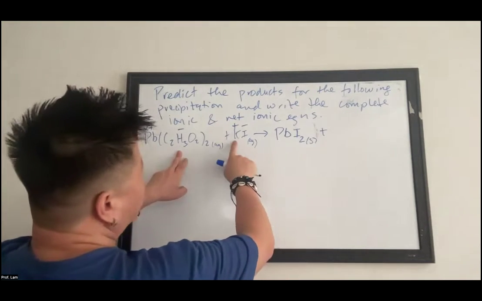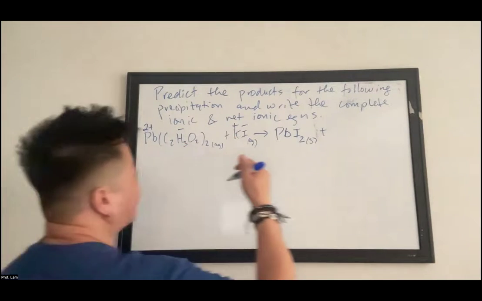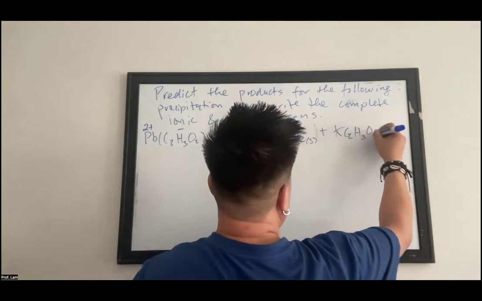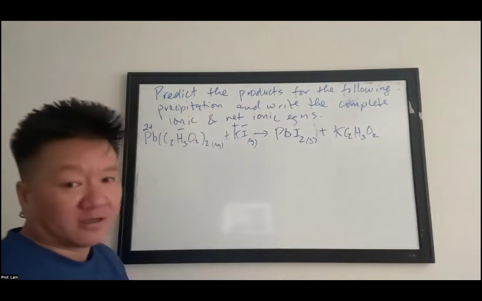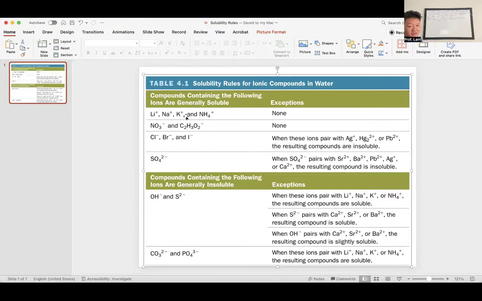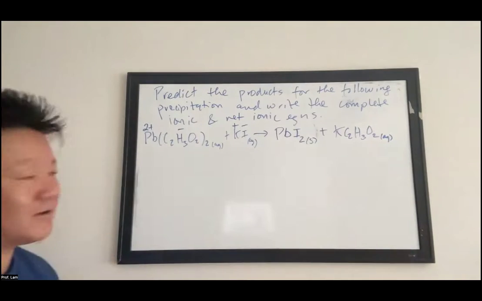What's the other product? Potassium's going to go with acetate, 1 and 1, right? Because potassium is 1 plus, acetate's 1 minus. So you know, KC2H3O2. And then you're going to go to your solubility chart. And you're like, oh, look, acetate is generally soluble, no exceptions. So that's aqueous.